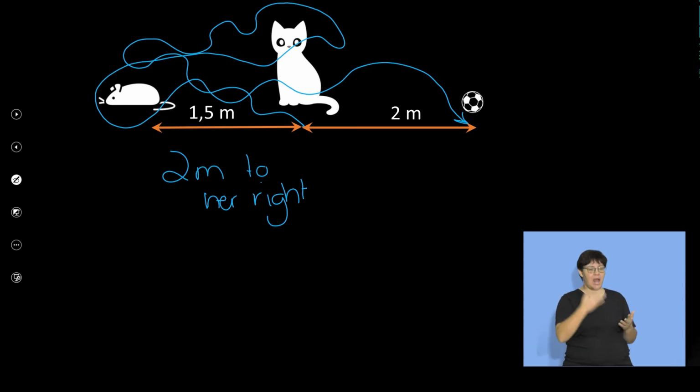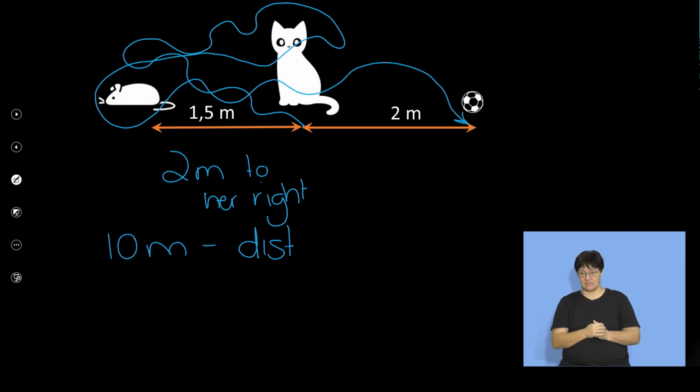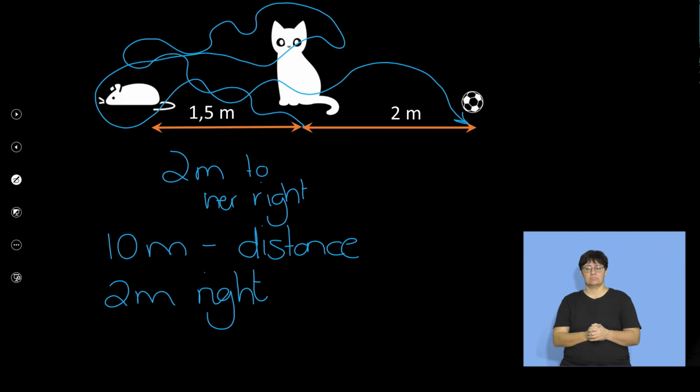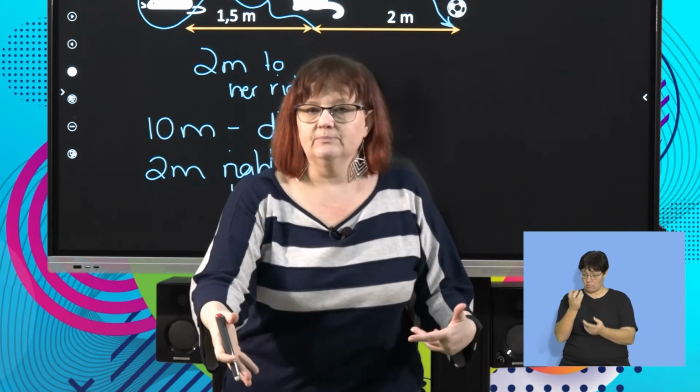But eventually she gets there. Now, that distance that she's traveled through all of that, knowing my cat, could be 10 meters, okay? So that would be her distance. But in reality, she's really only gone 2 meters. She's just taken the long way around because she was having fun. And then she can start playing with the ball, okay? But she doesn't have to go straight to the ball.